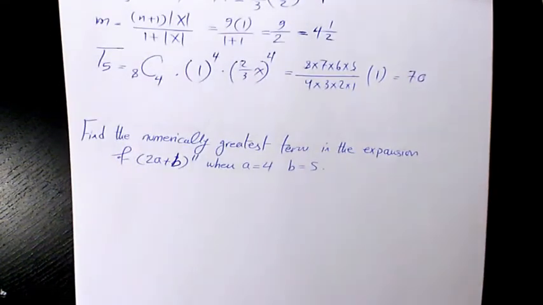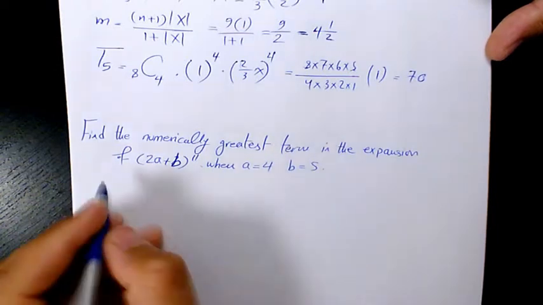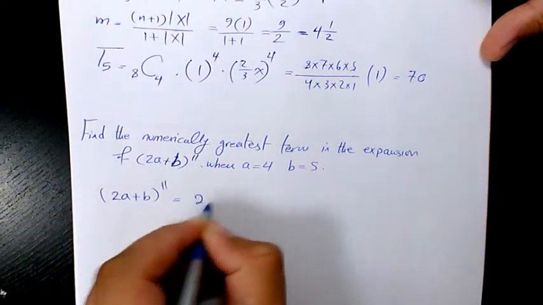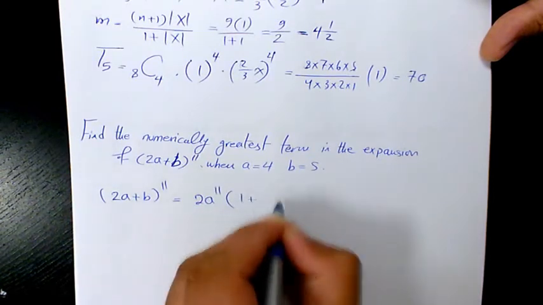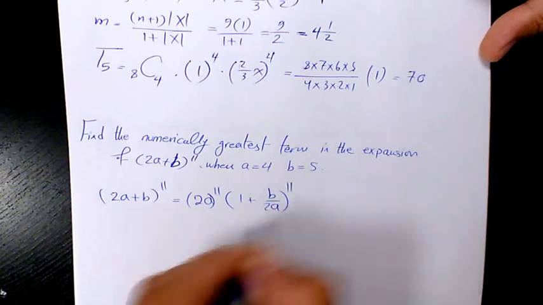Find the numerically greatest term in the expansion of 2a plus b to the power of 11 when a is 4, b is 5. So 2a plus b to the power of 11 is going to be 2a to the power of 11, times 1 plus b over 2a to the power of 11.